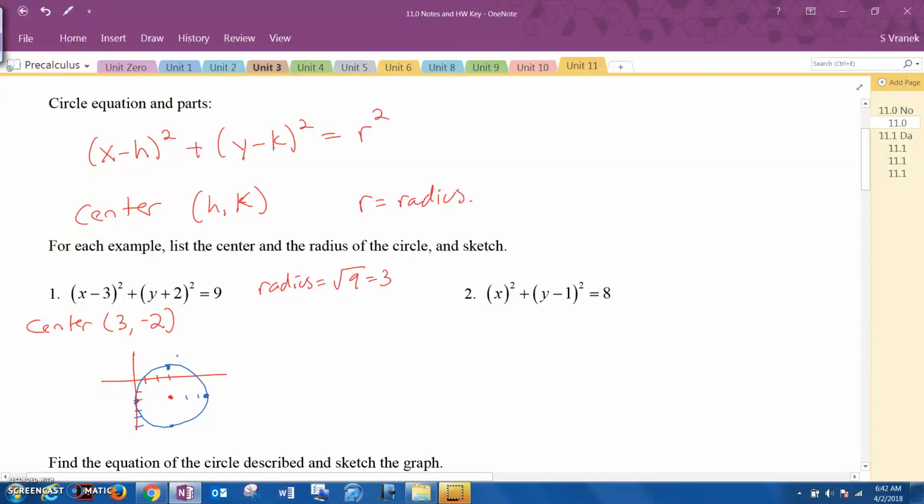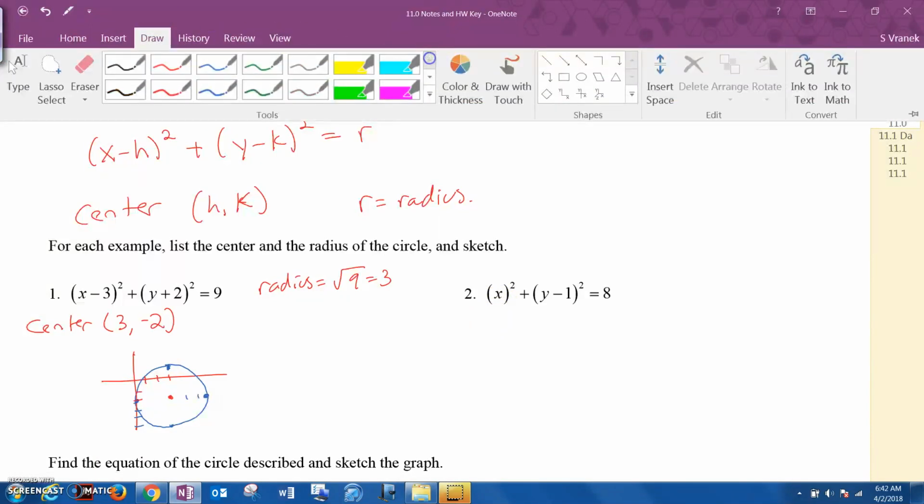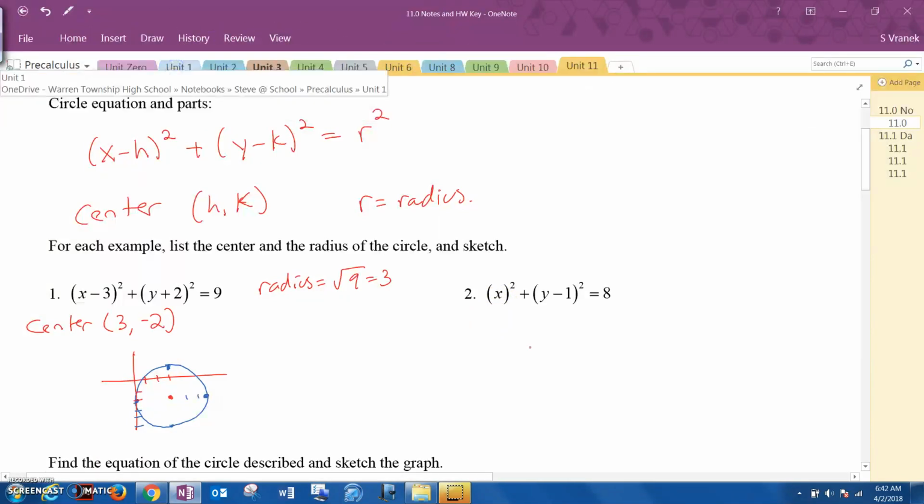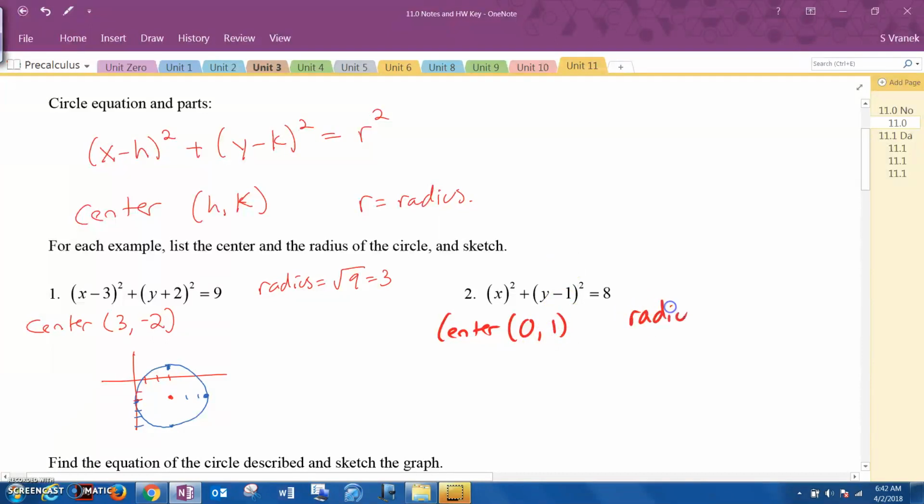So there you go. Now if you see no number with the x, you should hopefully realize that that means x is 0. So the center is at (0, 1). And the radius is the square root of 8, or 2 root 2, which is a little less than 3, because the square root of 9 is 3.